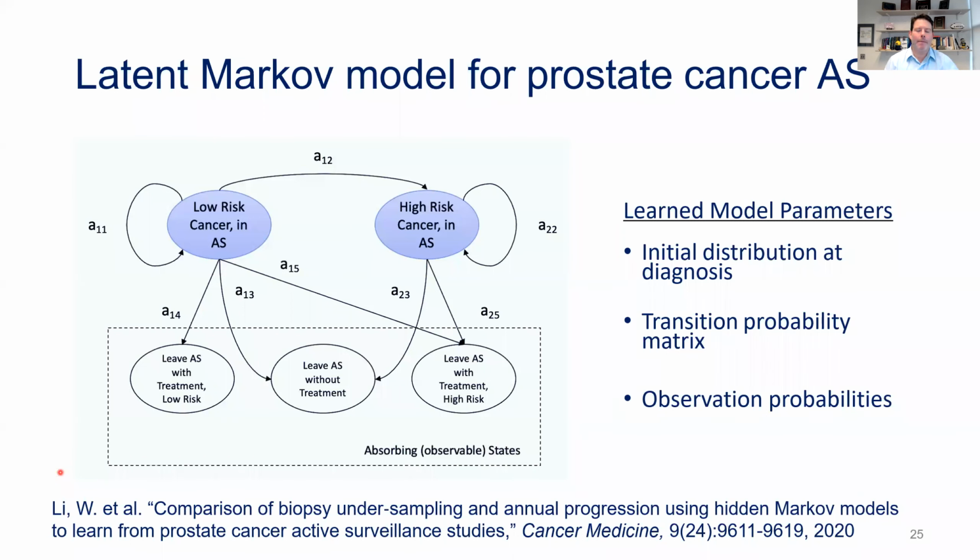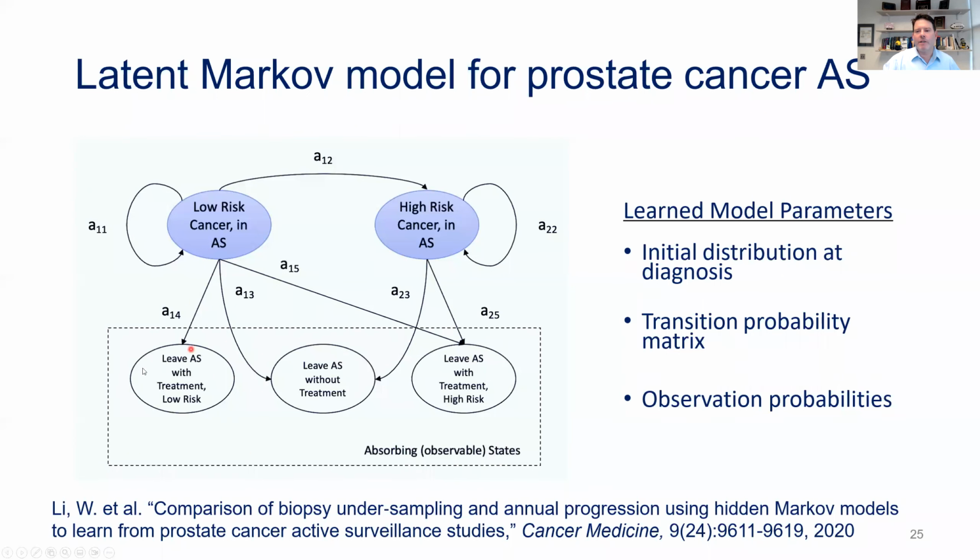They have collected and amassed data from dozens of active surveillance studies around the world. And so we were able to get access to that data and use it. We're primarily interested in a couple of different things, like the low-risk cancer state and the high-risk cancer state. But there's a lot going on in this observational data.